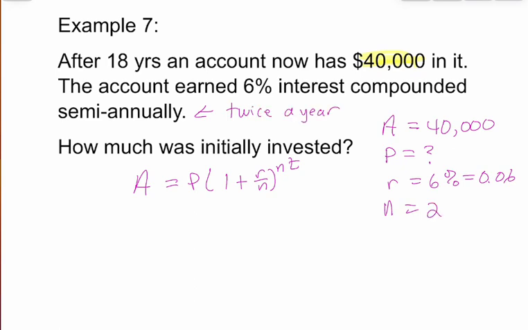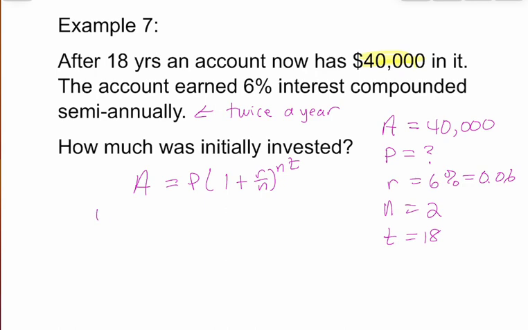So our N is 2. Twice a year, they give us interest. So once we have all of our things, oh, we do need T. T is 18. Okay, 18 years. Once we have all of our variables, now we are ready to plop everything in. Okay, so let's take a look.